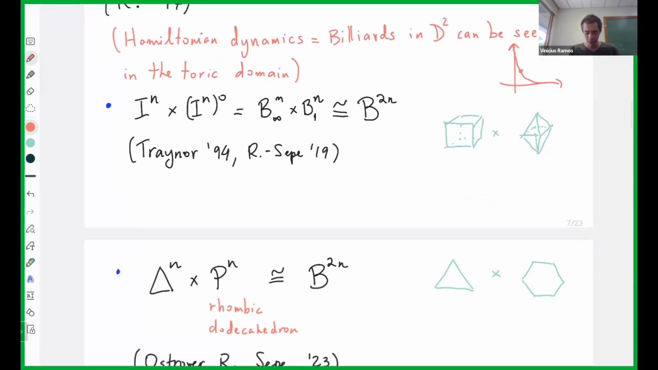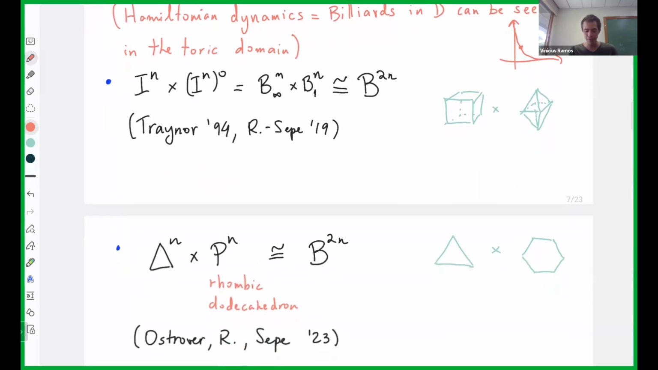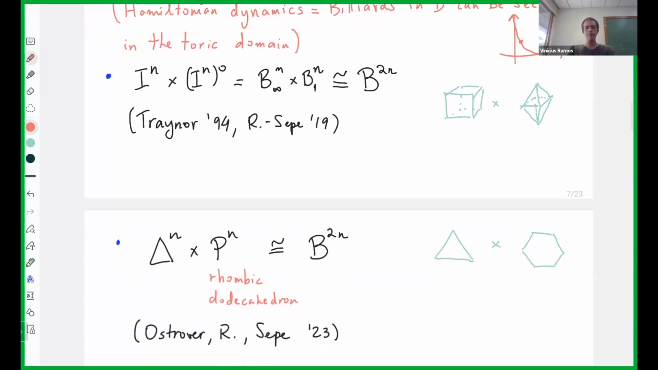Okay, so a more interesting example, a more surprising one, is what happens when you take the Lagrangian product between, say, a triangle and a hexagon. This is another case that's been known by the Minkowski billiard experts for several years, that you get a Zoll billiard flow, and you get systolic ratio 1, so it should look like it should be a ball, and indeed it is a ball. So we proved that with Johan Ostrover and Daniele Sepe in 2023.